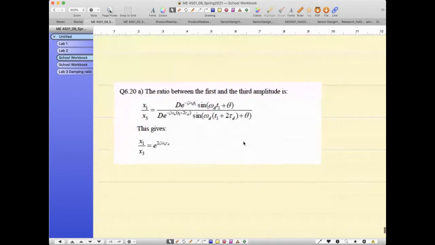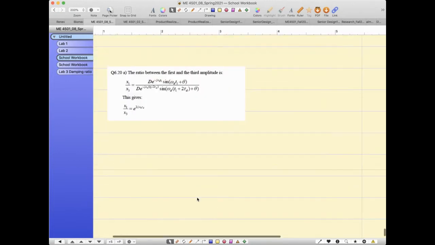Okay guys, this is the numerator and denominator. The ratio between the first and the third amplitude is given like this. And I want to show you the remaining solution.